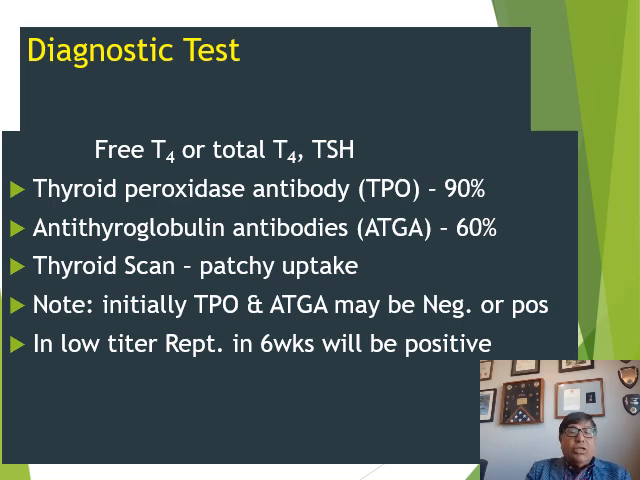And as I mentioned, TPO and ATZ may be negative in the beginning but become positive as time goes on. If it is in low titer, it is a good idea to repeat that antibody in about 6 weeks, and then your titer will be much higher than you would like to see.